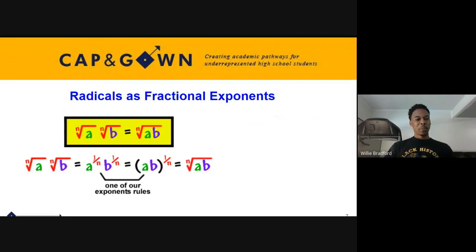Another thing you need to remember is if you have two radicals that have the same index, you can take both of those values and place them under the same radical if they have the same index. It's also true if they have the same exponent because these two things are equivalent. All right, so we're going to use part of that in our next question also.